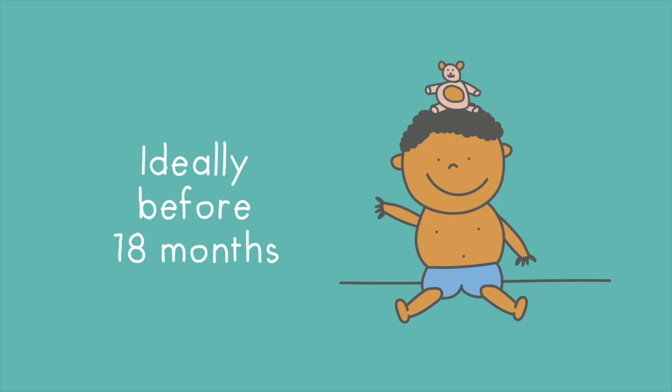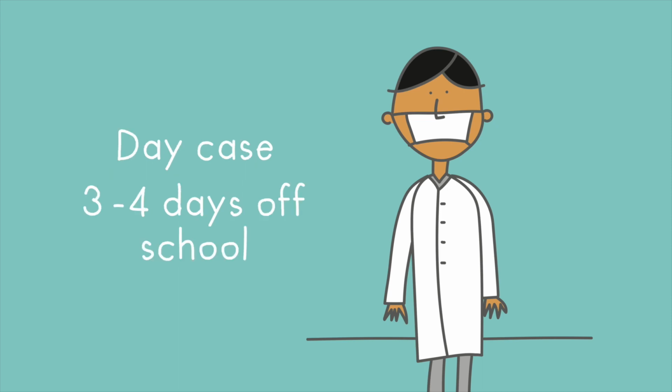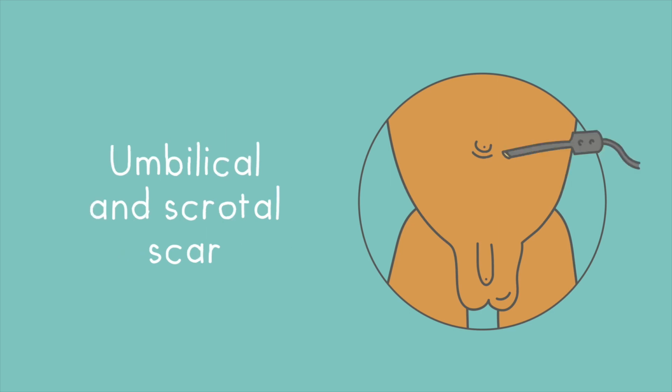Orchidopexy should usually be performed before 18 months of age and is usually a day case procedure. Postoperatively, children can resume normal activity after 3 to 4 days, and for those undergoing open orchidopexy, parents can expect to see a scar in the scrotum and the groin on the affected side. For those undergoing a laparoscopic procedure, parents are likely to notice a scar in the scrotum and under the belly button.